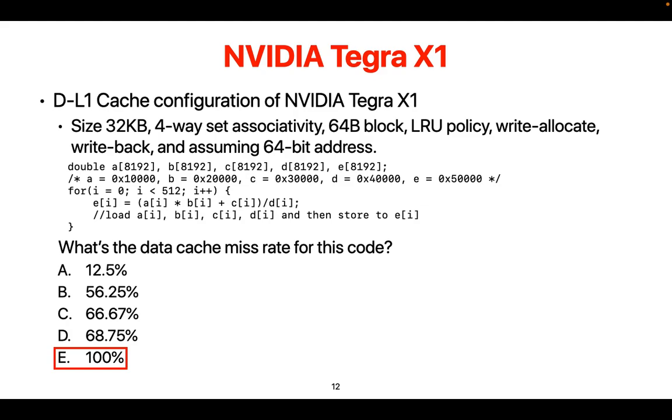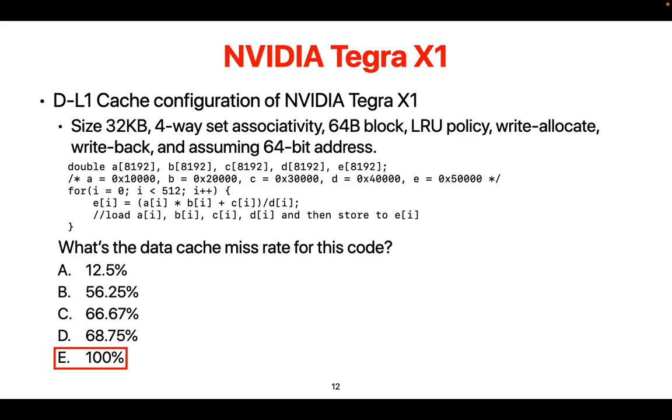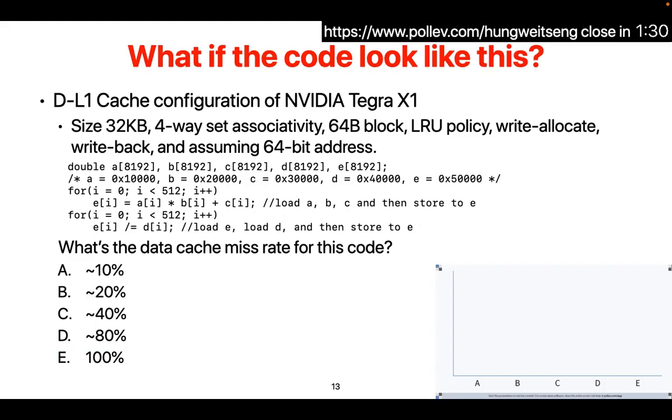Now let's look at this one. It's our lovely friend, the NVIDIA Tegra X1, which has a terrible problem on this piece of code. So now I'm asked, what's the data cache miss rate? Now I am doing another type of optimization, or code rewriting. The previous code looked like this, and now I'm writing the code like this. Can you tell me what the data cache miss rate is for this piece of code now?